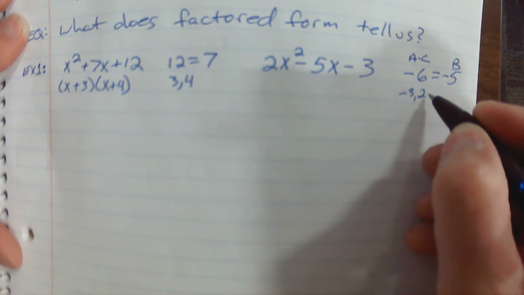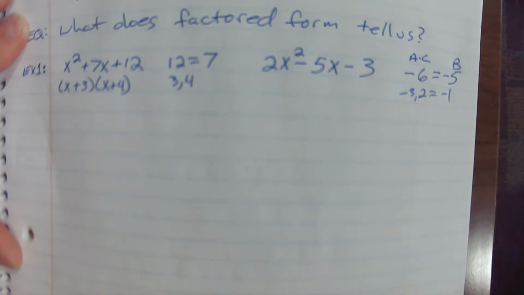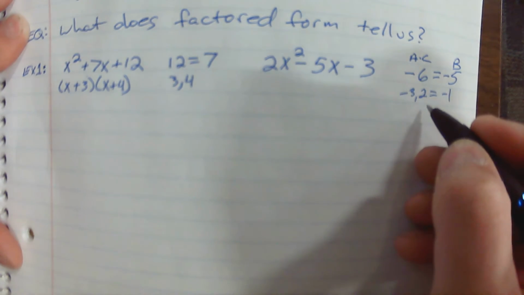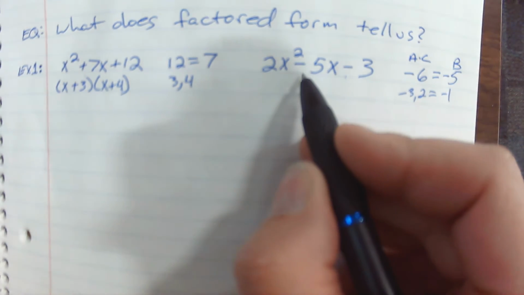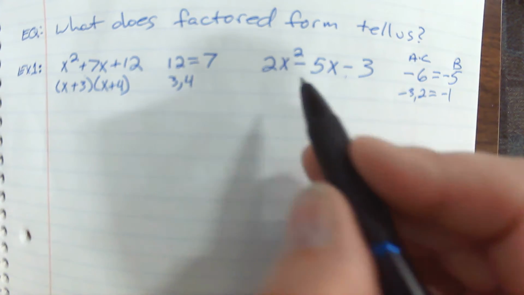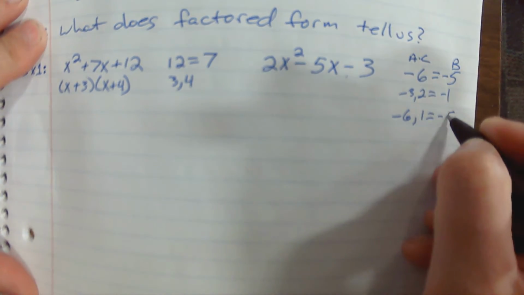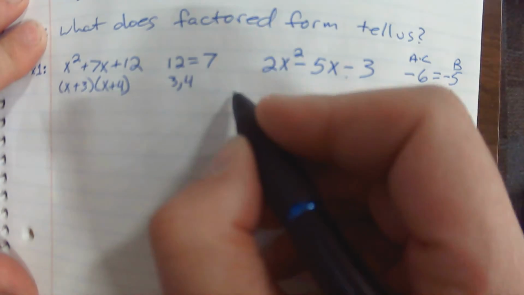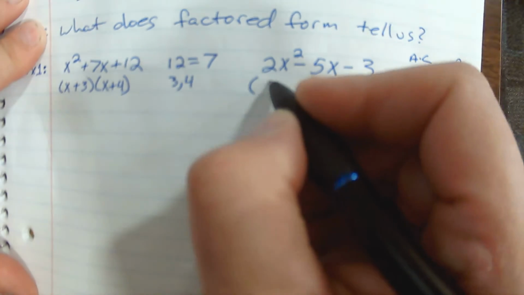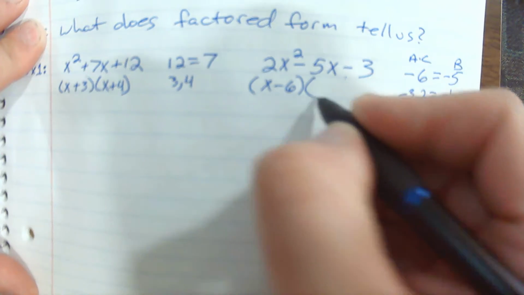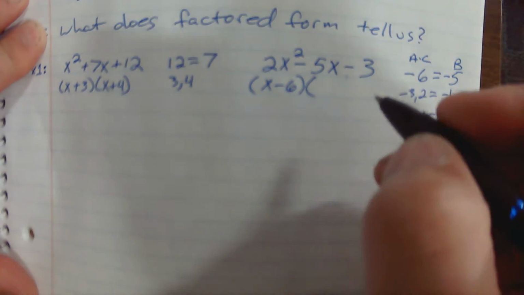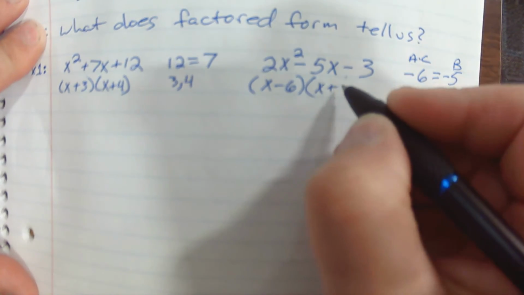Negative 3 and 2. You're really close, but not quite. Nope. This tells us our signs are different. The bigger one has to be negative. I like negative 6 and 1. Thank you. I really appreciate the effort. So x minus 6. It is the first day of November. I get it. x plus 1.